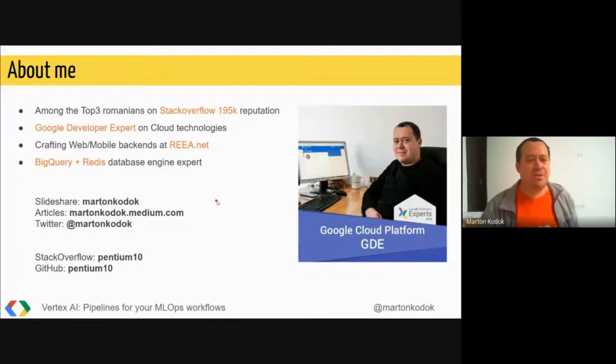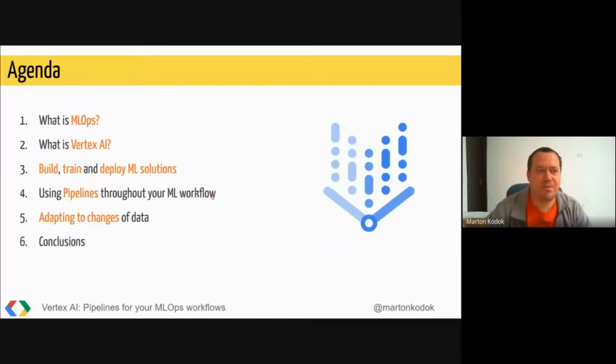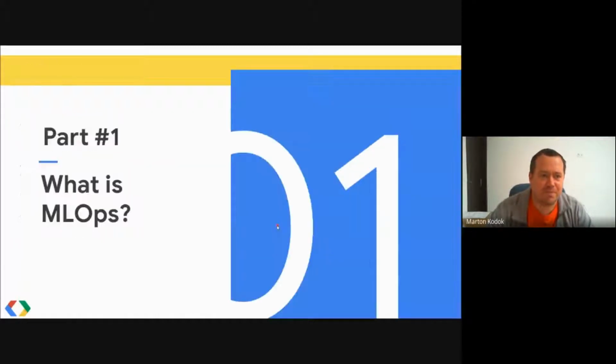My day job is about running databases and machine learning work. So here I'm going to show you something amazing about Vertex AI. We are going to see what MLOps is, what Vertex AI is, and how to build, train, and deploy models. Then we are going to see pipeline-specific items, the anatomy of a pipeline, and how we react to changes of data and kick off our pipeline. Those are actually interesting things in the Google Cloud Platform.